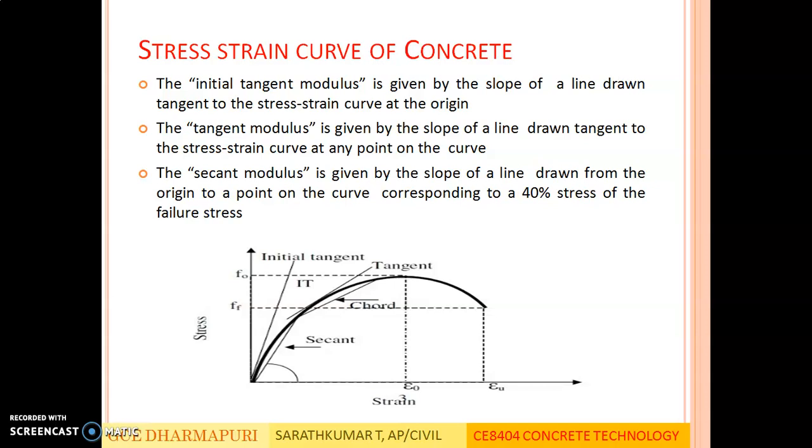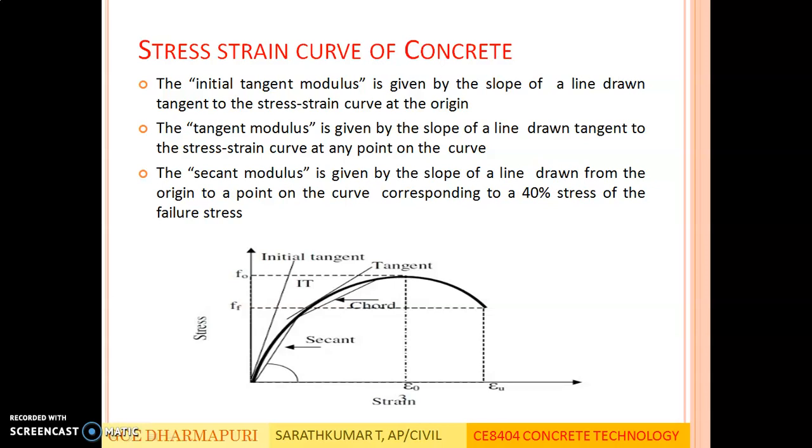And the final one is secant modulus. It is a combination of both initial tangent modulus and tangent modulus. The secant modulus is given by the slope of a line drawn from the origin to a point on the curve corresponding to 40% of the failure stress. So here in the graph, IT is initial tangent, tangent is given, and at the bottom you can find the secant.